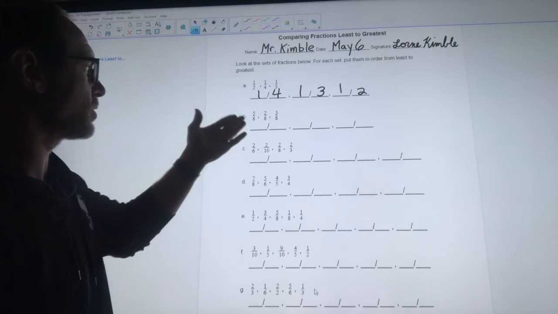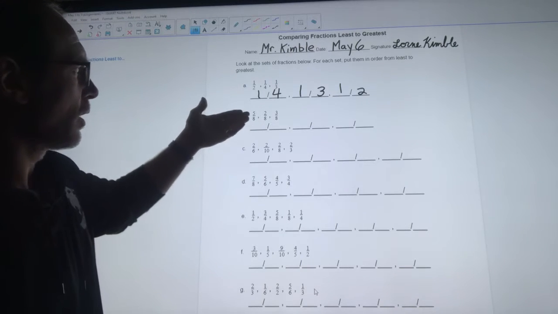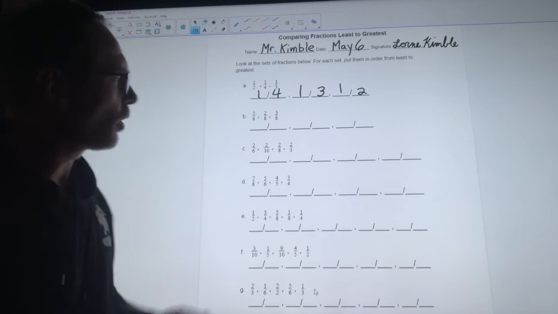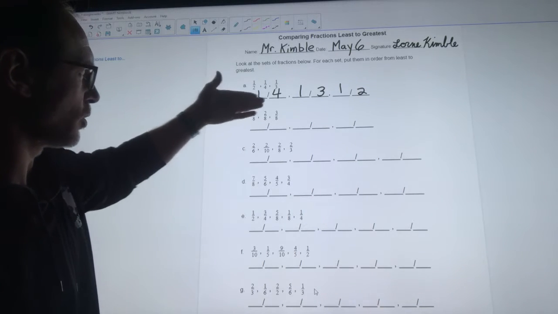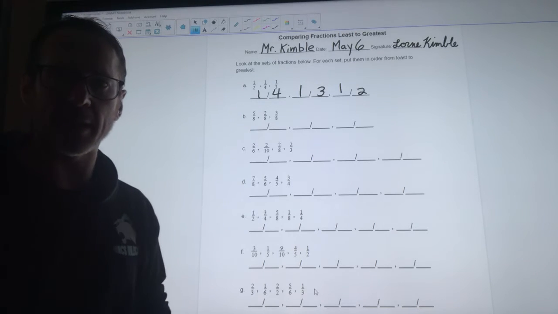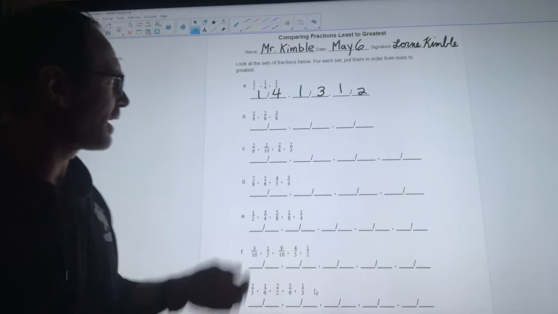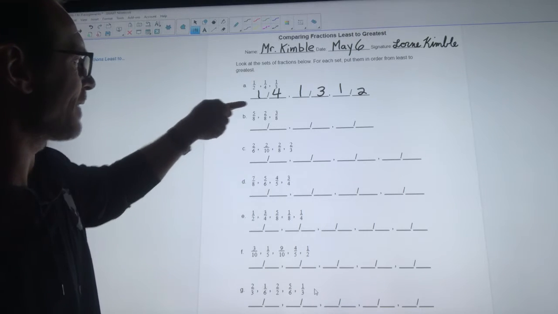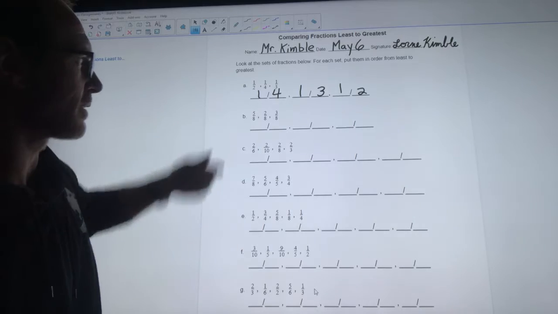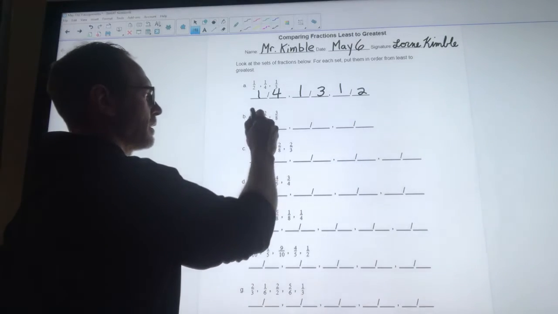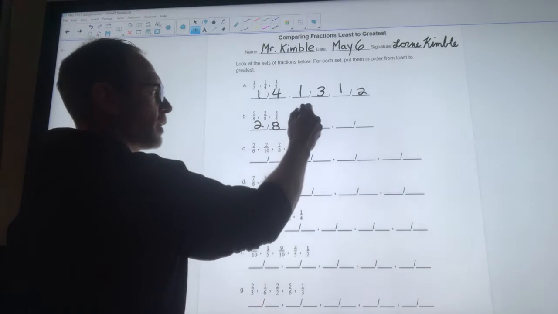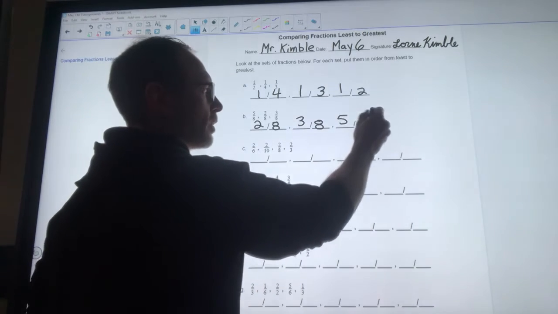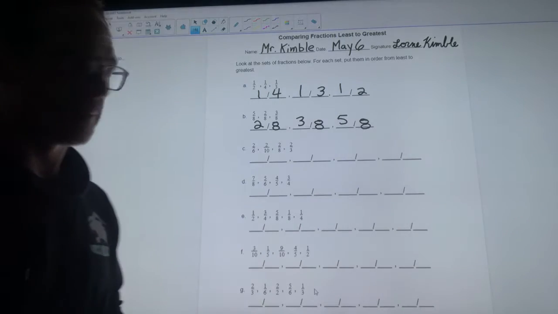So we have 5/8, 2/8, and 3/8. Since their denominators are all the same number, we can just compare these by looking at the numerators. You can think of it as a pizza that's been cut into 8 pieces. If I ate 2 of those 8s, I would have eaten less than if I ate 3/8 or 5/8, right? So 2/8 is the least, and then 3/8 would be next, and then 5/8 would be the greatest amount. Okay.